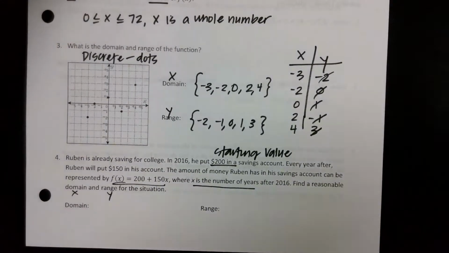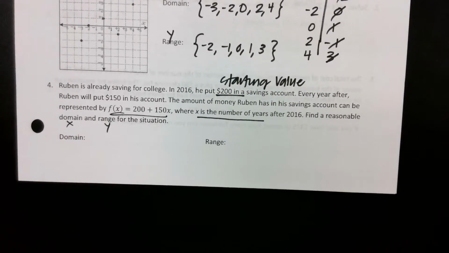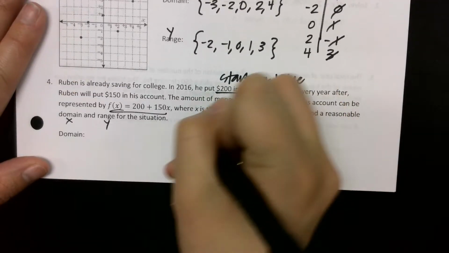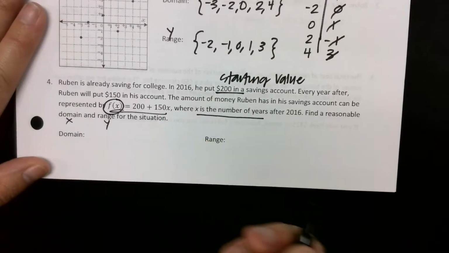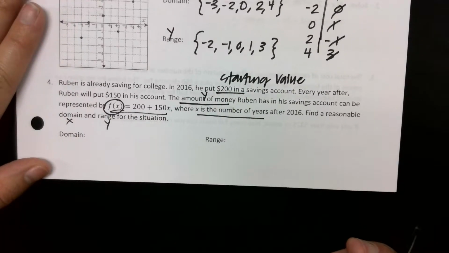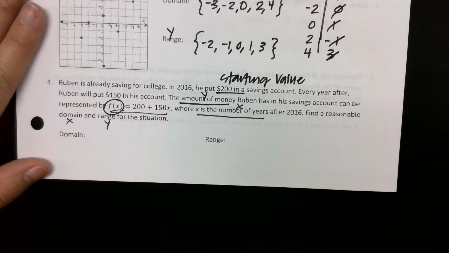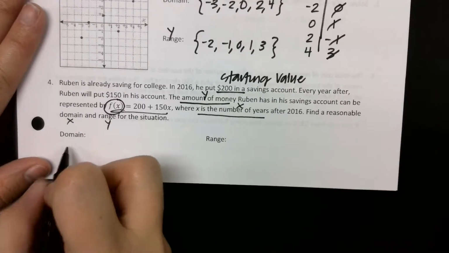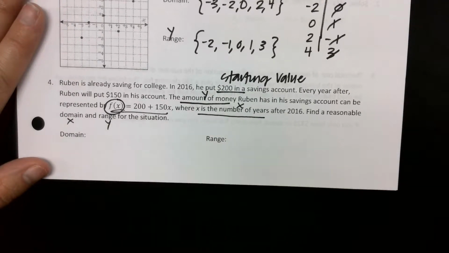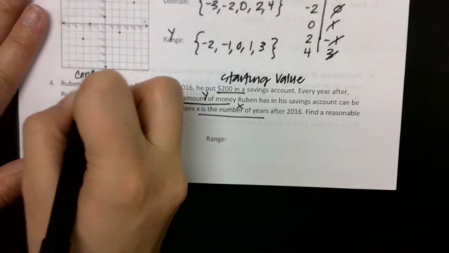All right, so when we look at our steps in our notebooks, our very first thing that we need to do is identify our independent and dependent variable. Our x is the number of years, which means y, or f of x, is going to be the amount of money that he has in the account. So after a certain number of time, x, he's going to have a certain amount of money, y. So let's look at our domain value. If I'm working with money, I'm working with things like decimals and not whole number values, which means that this data is going to be continuous.